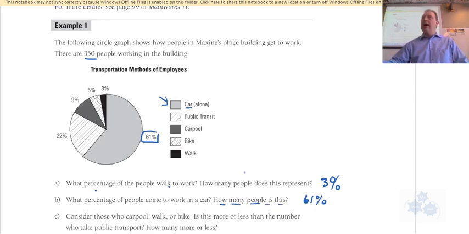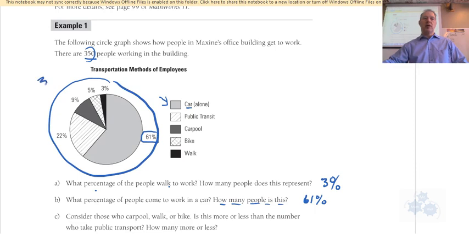The second part is how many people is this? Now we have to convert this percent into a number of people. We know we have a total of 350, so everybody represented here is 350 people. How do I find 61% of 350 people? Not the answer, but how? How do we find that? What do we do? Go ahead.